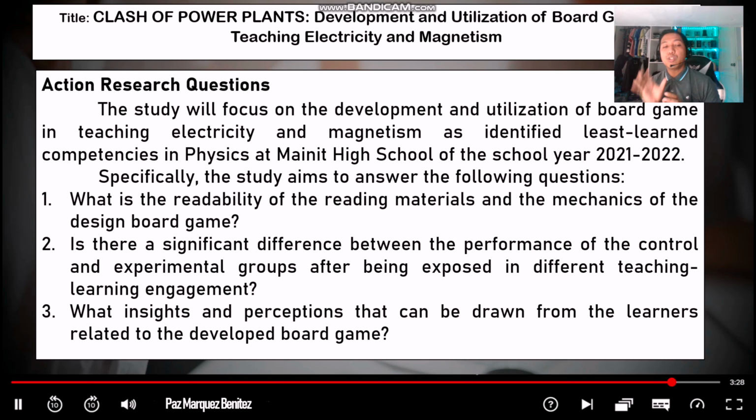Pag sinabi nating i-support, we will claim in question number 2 that our innovation, intervention, and strategy is very effective in solving a specific problem. Okay? So we need to claim that one in question number 2.